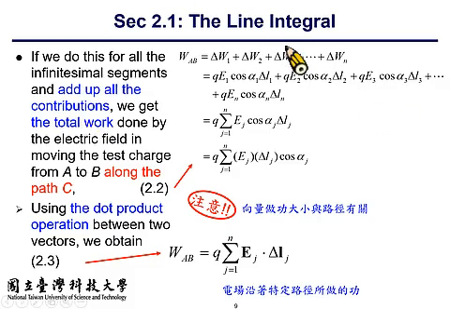Okay, so this can be written as a summation for different positions, right? And according to the equation, we should know that the amount of work acting on the charge is related to the path, the direction and the length of the path, right?